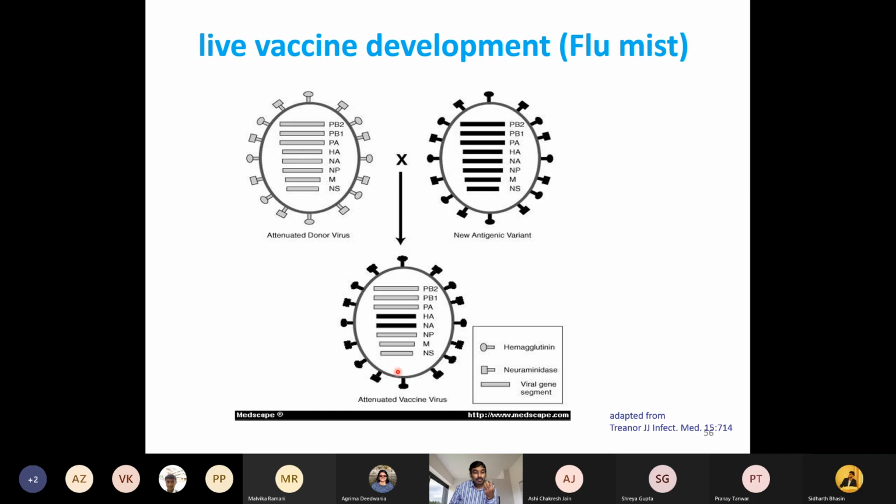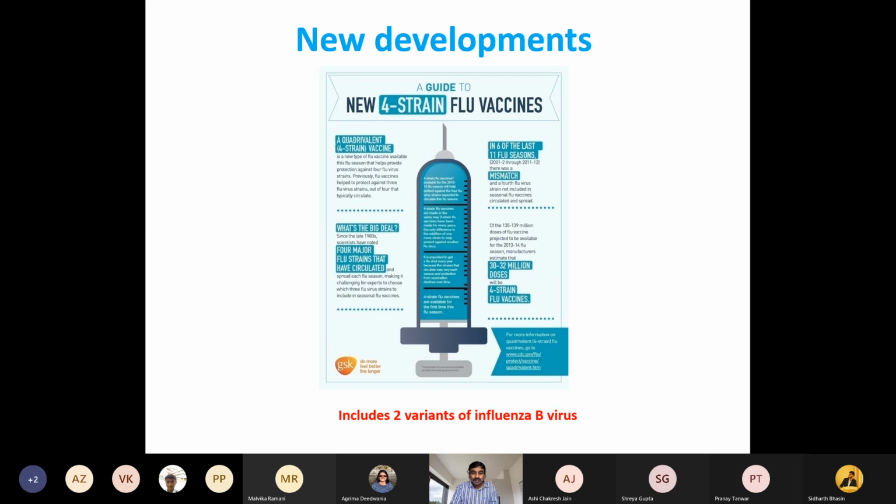It's just weakened because it can grow only in the upper respiratory tract, which is the nose and the sinuses. It won't be able to infect the lower respiratory tract because the temperature there is slightly higher. It is able to infect the cells and replicate in the upper respiratory tract, but not in the lower respiratory tract where it can actually cause disease. So that is the attenuation of this virus.